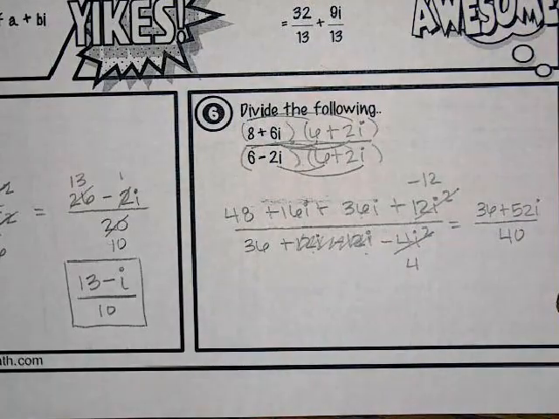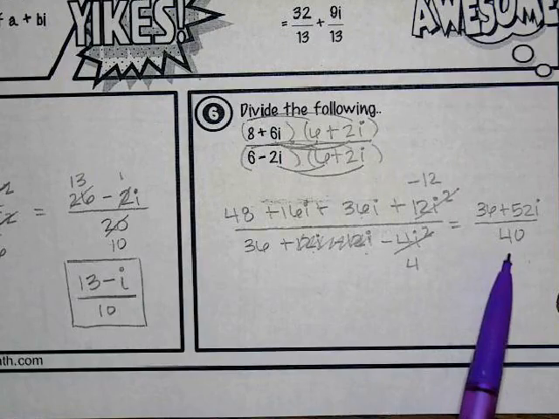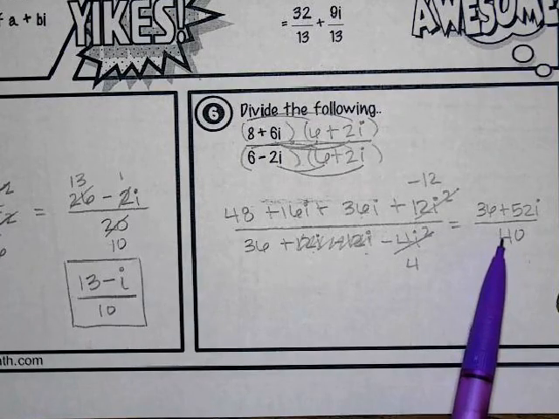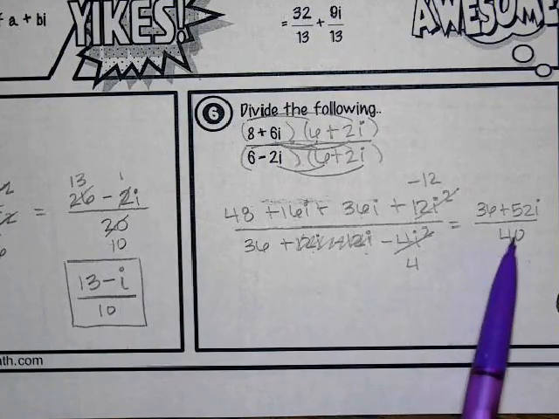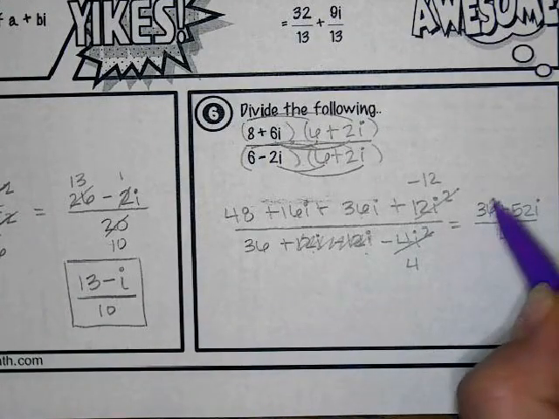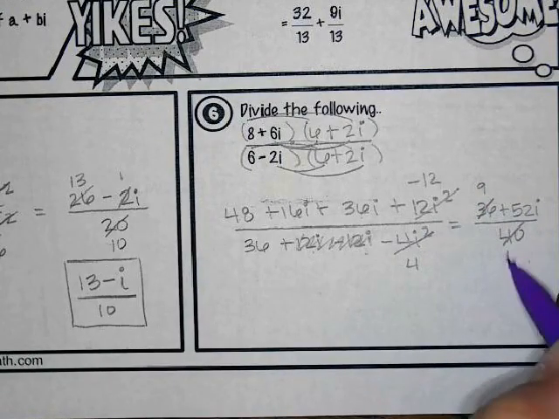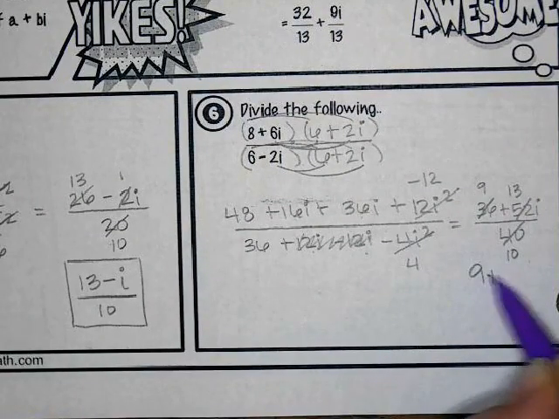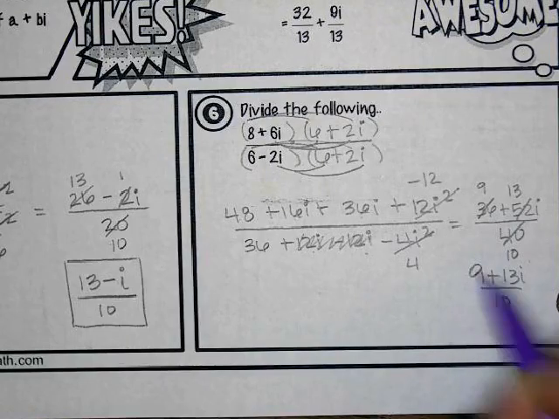Okay. These are even numbers. Are they divisible by more than just 2? Yeah? What are they divisible by? 4? Are they divisible by more than 4? Anybody know? No. Okay, so let's try 4 first. So divided by 4 is 9. Divided by 4 is 10. Divided by 4 is 13. Okay, so they're not divisible by more than 4. So 9 plus 13i over 10. Okay.